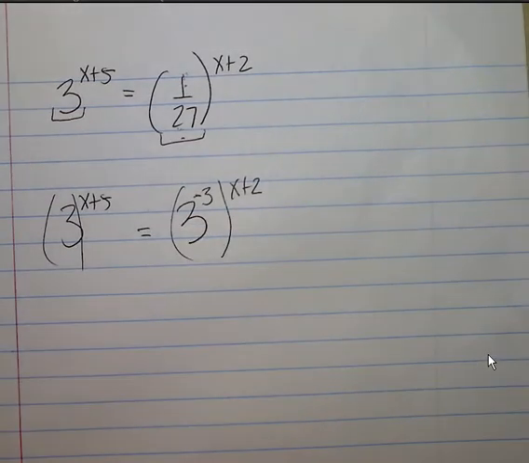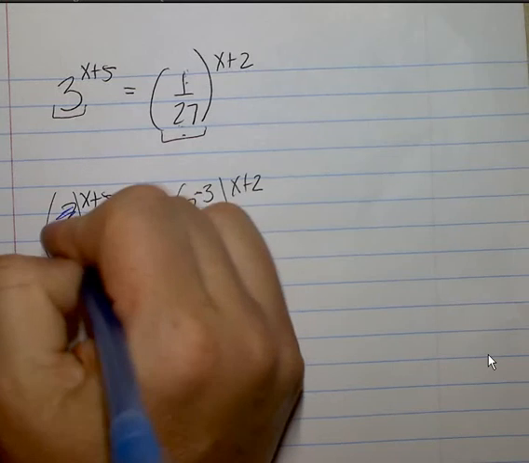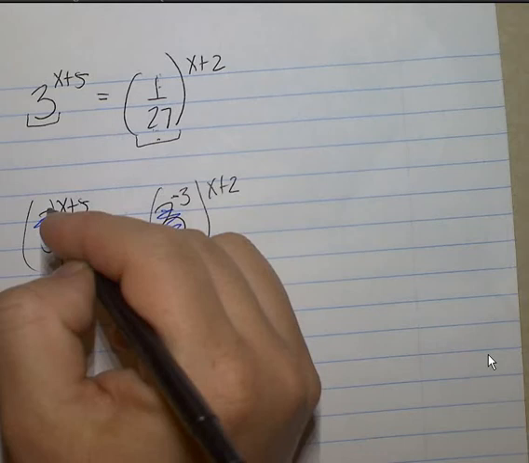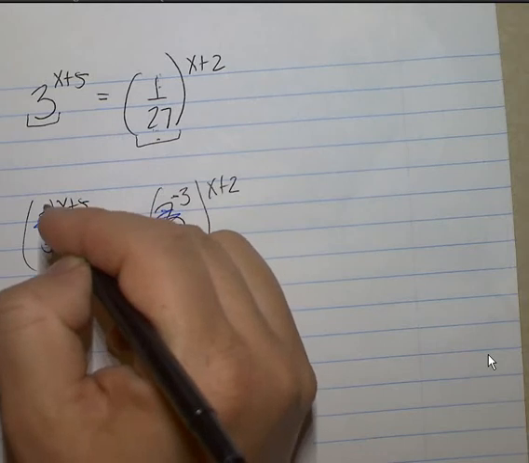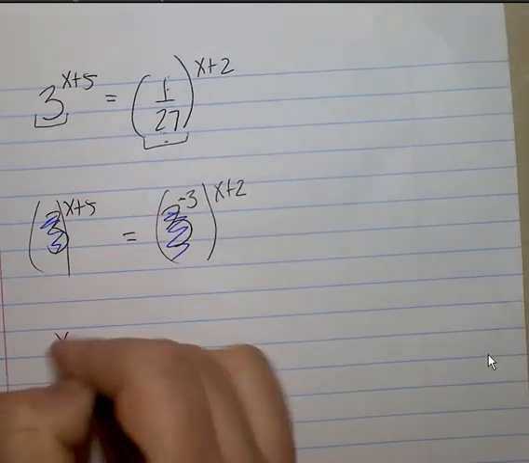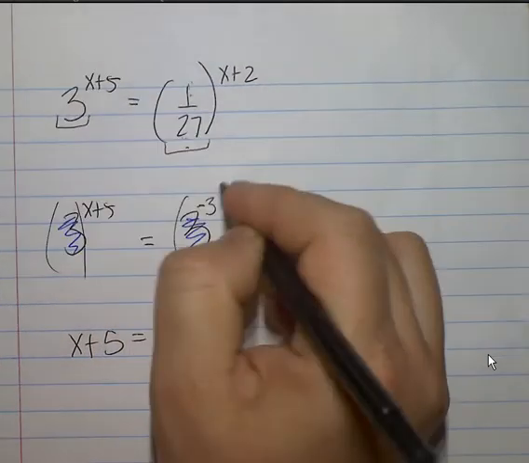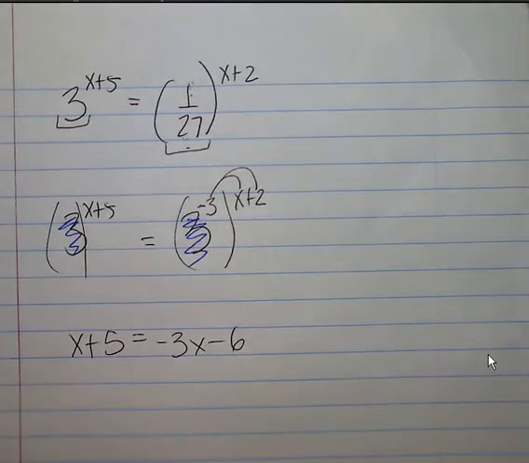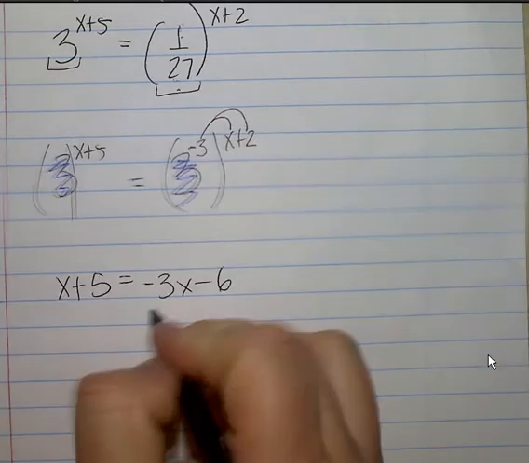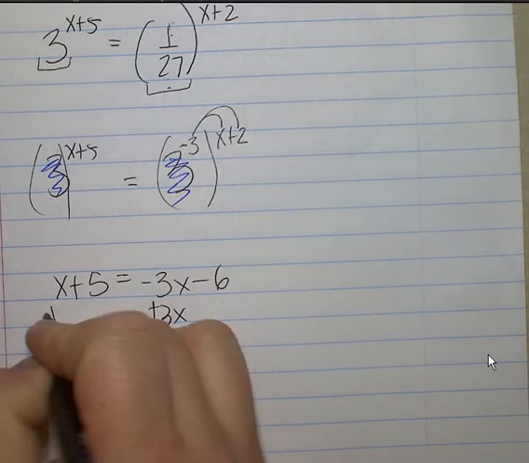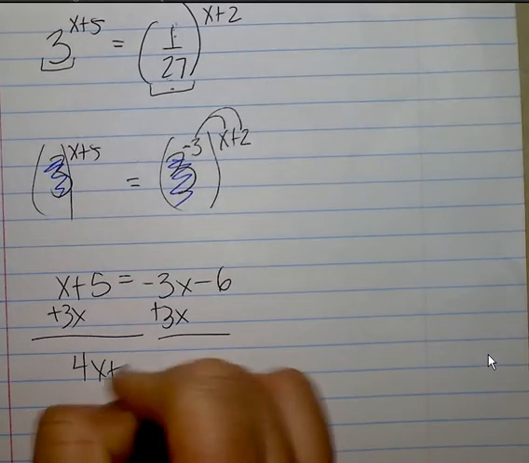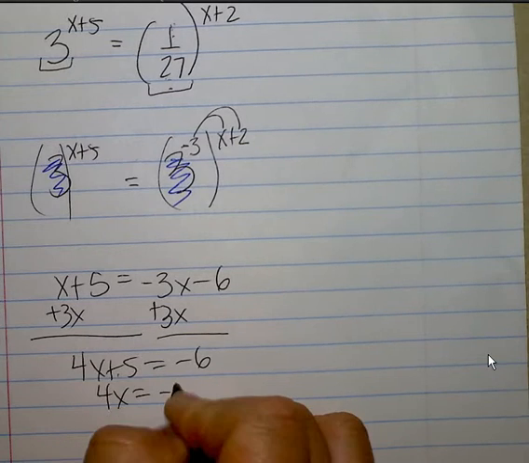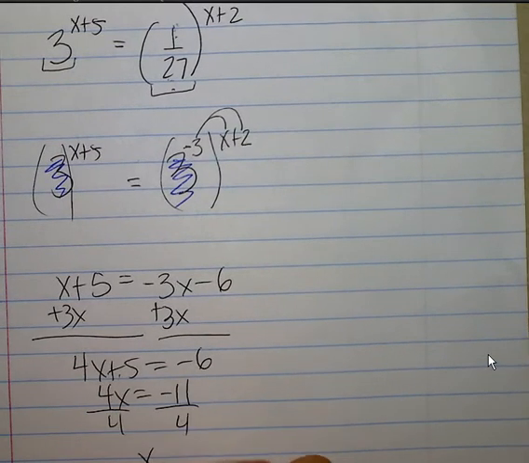Once you've found the same base, you cancel out the base. And now we will go ahead and distribute, but there's nothing here to distribute, so I get to bring down x plus 5. Over here, I distribute the negative 3 to both items, giving you negative 3x minus 6. And then I just solve for x. So I'm going to choose to move the x's to one side and the 5 to the opposite side. And my final answer is negative 11/4.